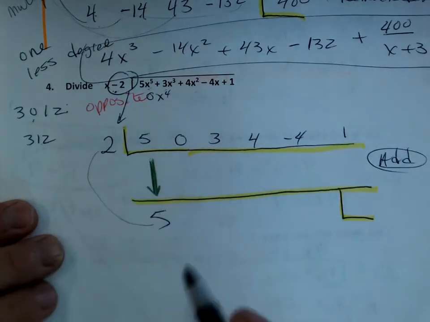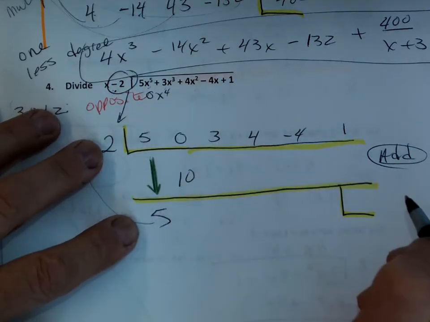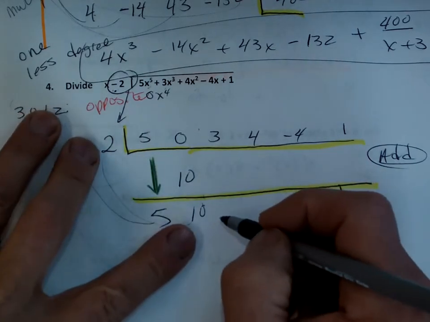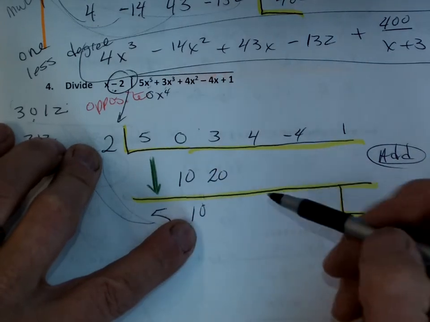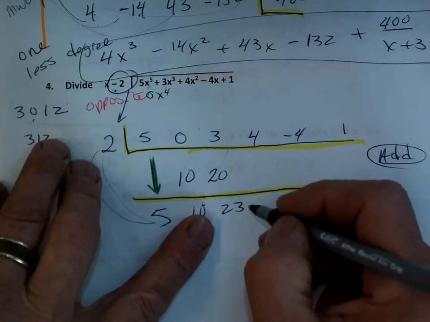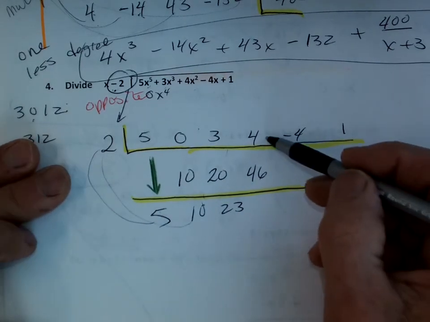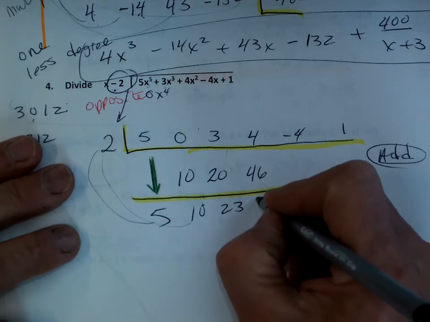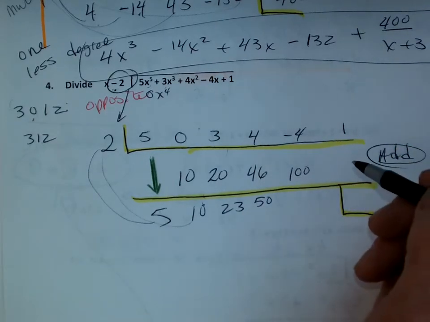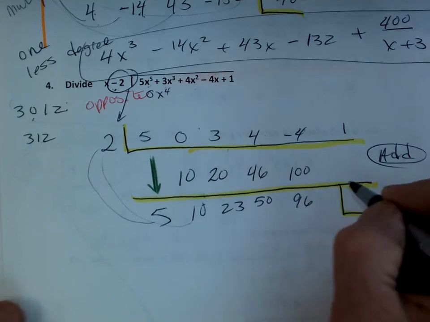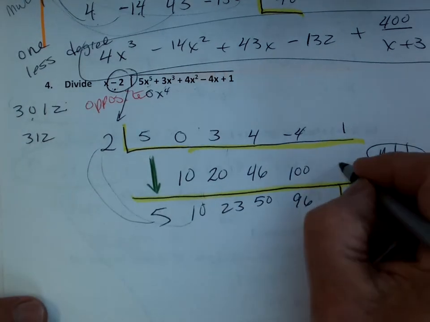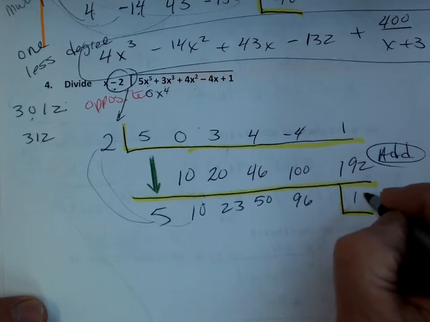And then I multiply. 5 times 2 is 10, right? Add straight down. 0 plus 10 is 10. Then I multiply. 10 times 2 is 20. Then I add. And I get a 23. 23 times 2 is 46. And then I add. I get a 50. And I multiply. And I get a 100. I add and I get a 96. What's 96 times 2? I should be able to do that in my head. Oh, that's Friday, huh? 192. And then I add and I get 193, which is my remainder.